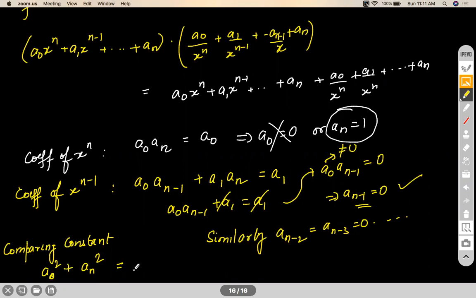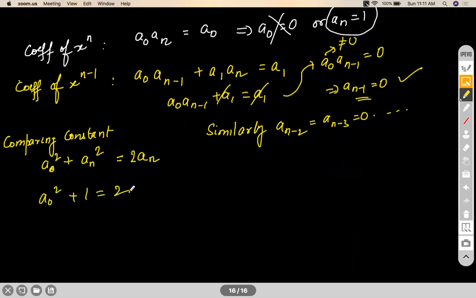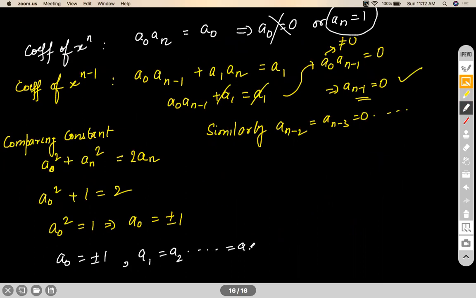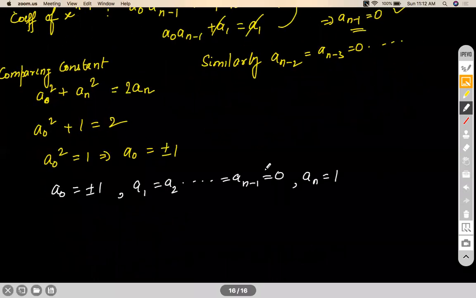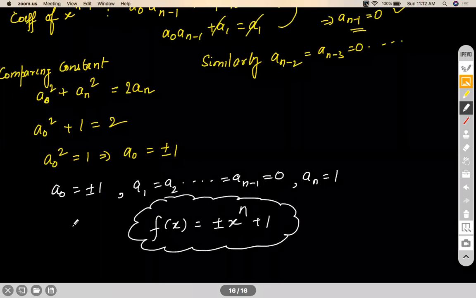Correct? On the right hand side, the constant terms would be 2an, right? Okay. So this gives you a naught square plus 1 is equal to 2. So a naught square is equal to 1. So a naught could be plus or minus 1. In other words, you realize that a naught is plus minus 1. Rest a1, a2 all the way till an minus 1 is equal to 0. Right? And your last term is 1. That means your given polynomial was plus minus x to the power n plus 1. Got it? Okay. So this becomes your solution for that functional equation.